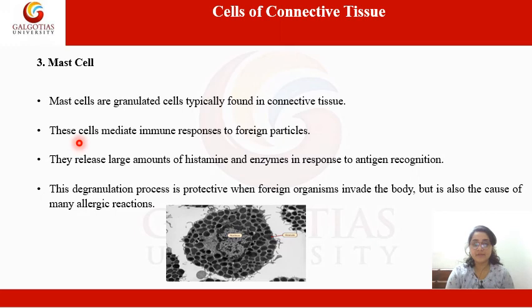The next variety of cell is the mast cell. Mast cells are granulated cells typically found in connective tissue. These cells mediate immune responses to foreign particles. They release large amounts of histamine and enzymes in response to antigen recognition. This degranulation process is protective when foreign organisms invade the body, but is also the cause of many allergic reactions.